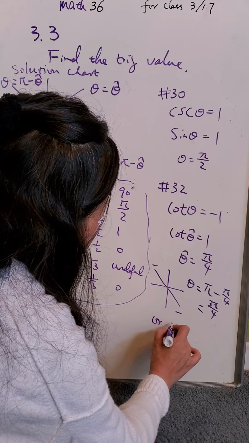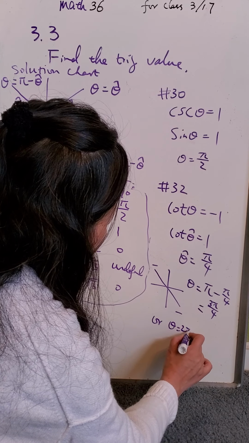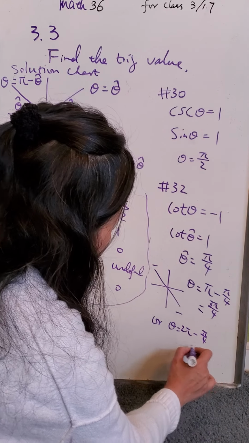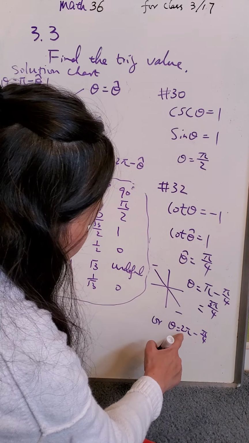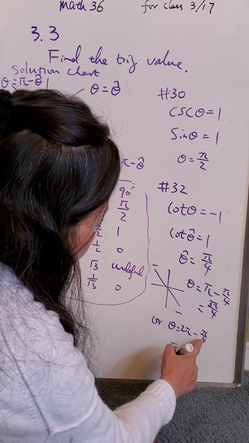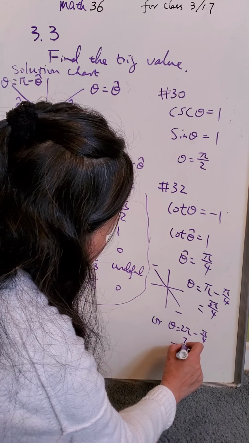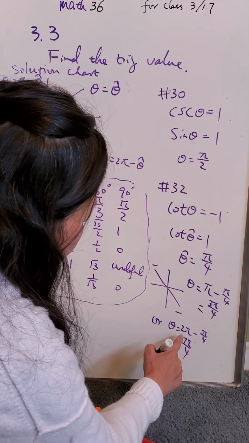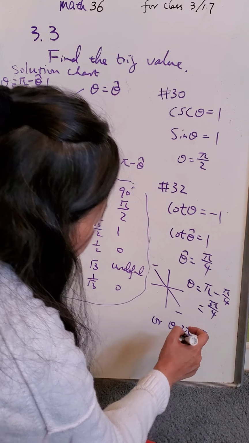So theta is equal to 2 pi minus pi over 4. A faster way to look at it is 2 times 4 equals 8, 8 minus 1 is 7 pi over 4. So you take 2 times the 4, minus 1.